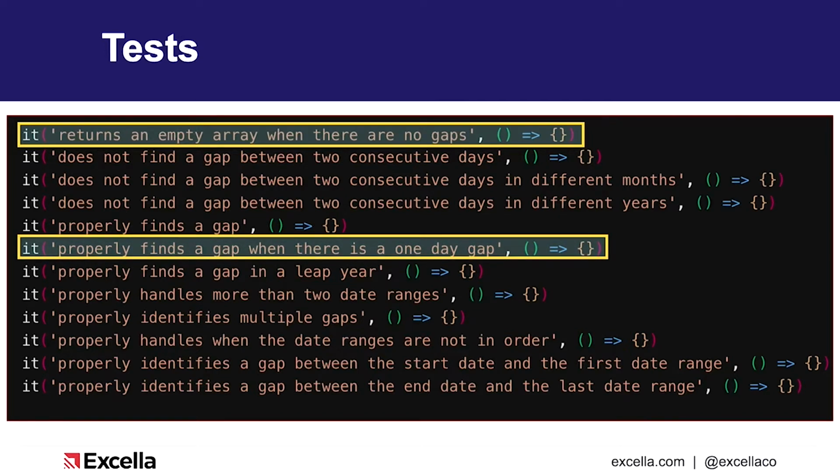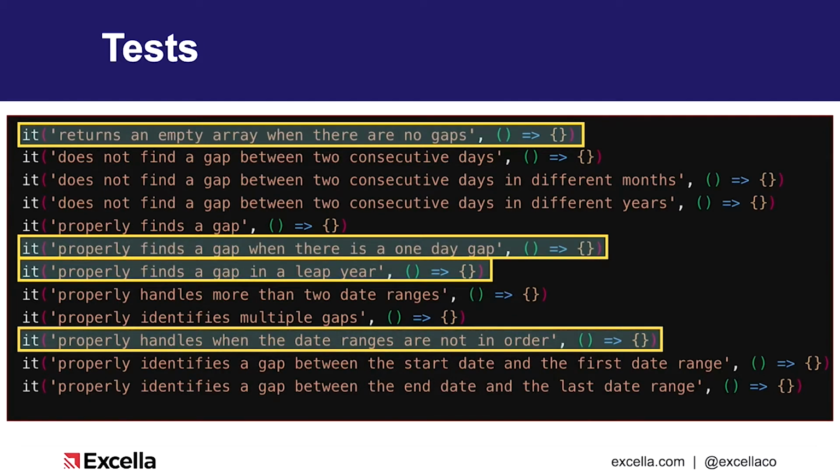Second thing I'd like to point out is properly finds a gap when there is a one-day gap. That points directly back to the requirement that I pointed out. We actually have tests that line up to requirements, which is great if, for example, you have a client that you have to prove that you're doing a good job to, and it's just comforting to be able to look back and say, hey, I know that my code is doing what it's supposed to be doing because of that match.